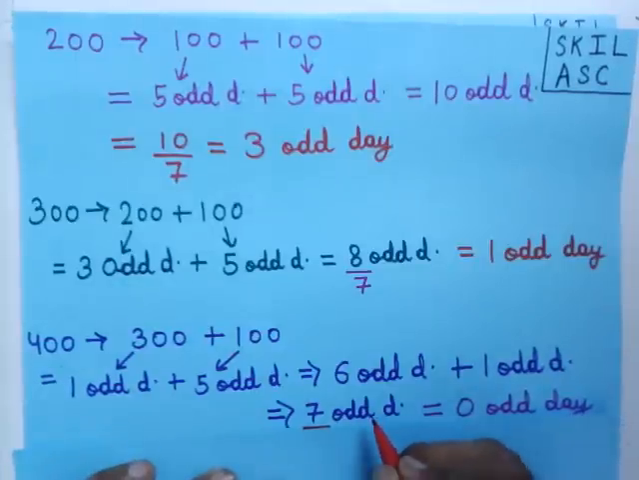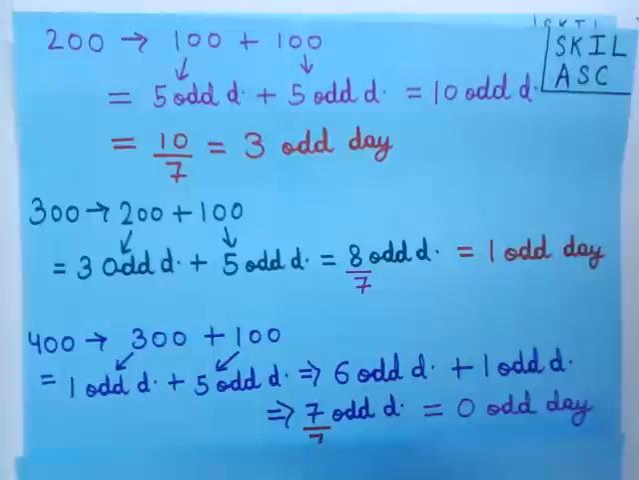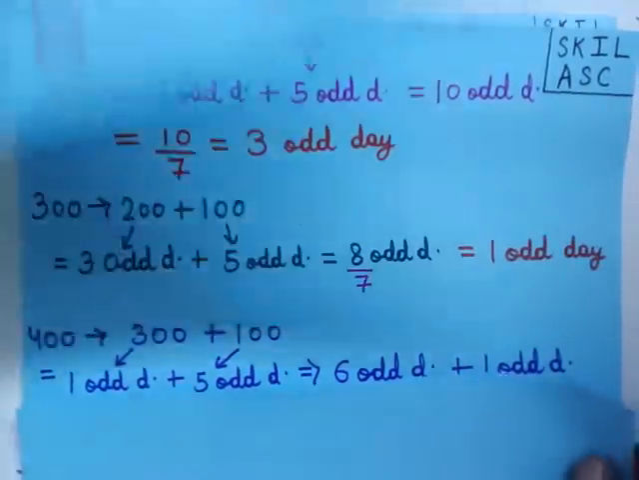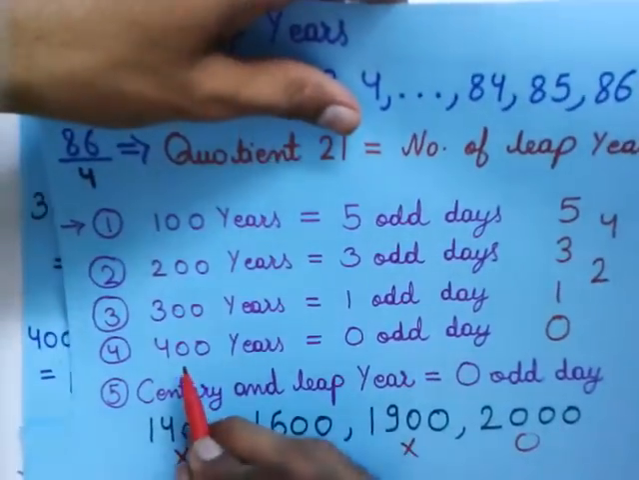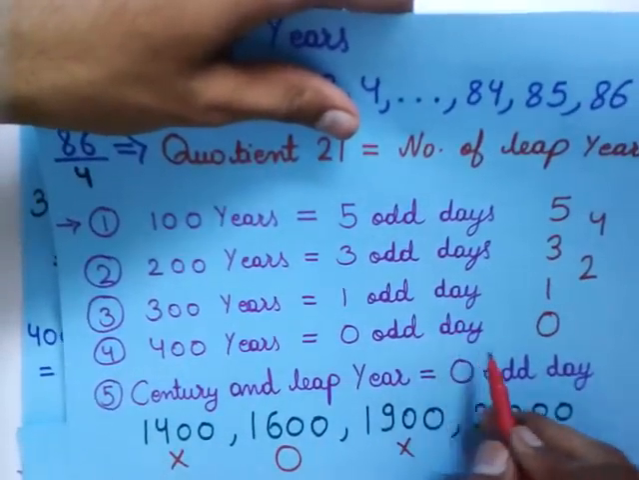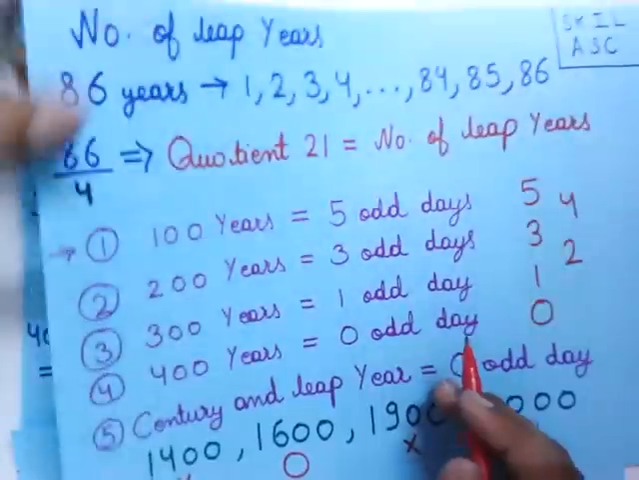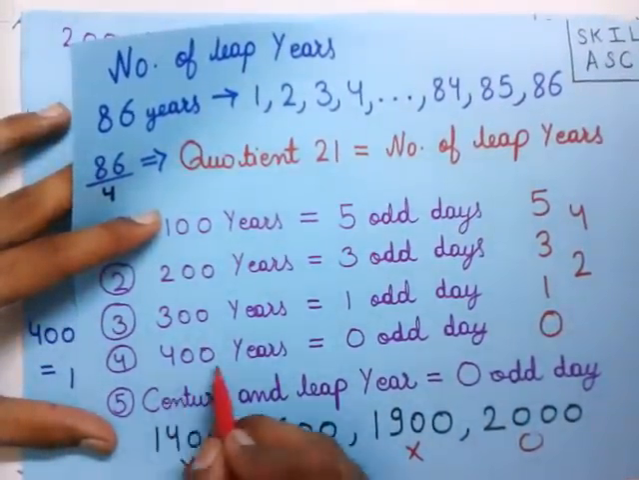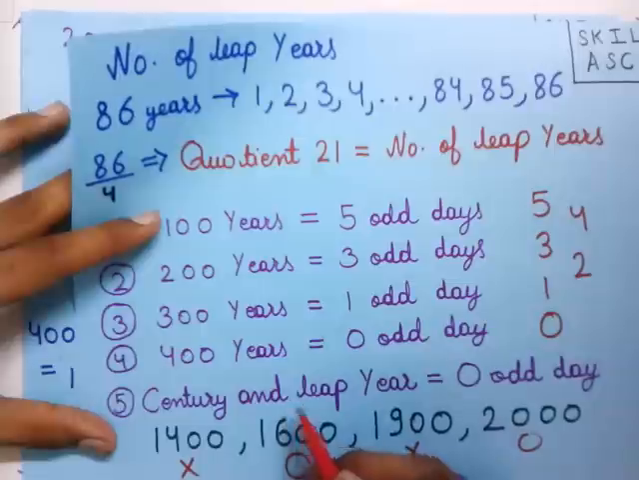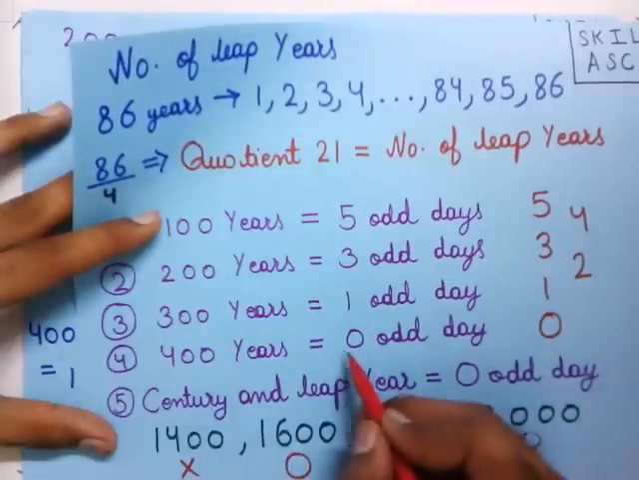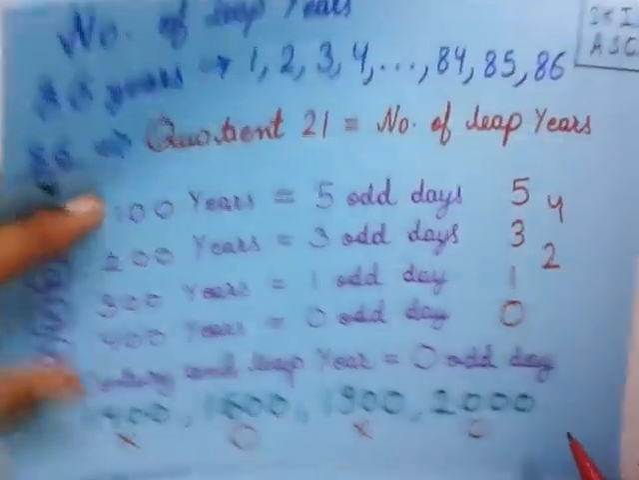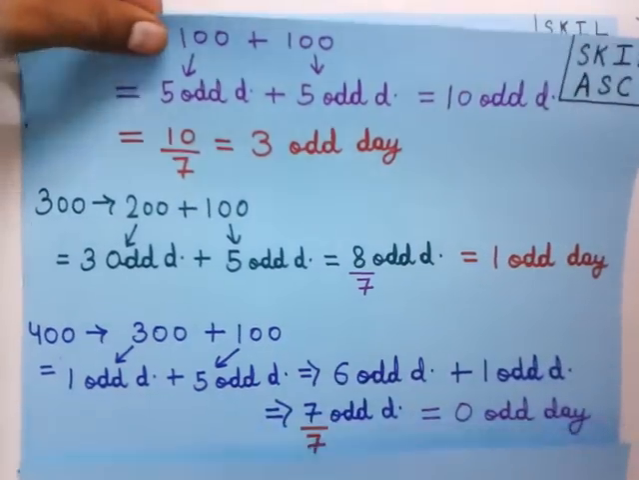We know the number of odd days can only be from 0 to 6. So we divide it by 7 and we get 0 odd days. And that's why we have written that 400 years have 0 odd days. Now you must notice that this 400 is a century which is a leap year. Because this has 0 odd days, if a century is a leap year, it will have 0 odd days. Now we go ahead.